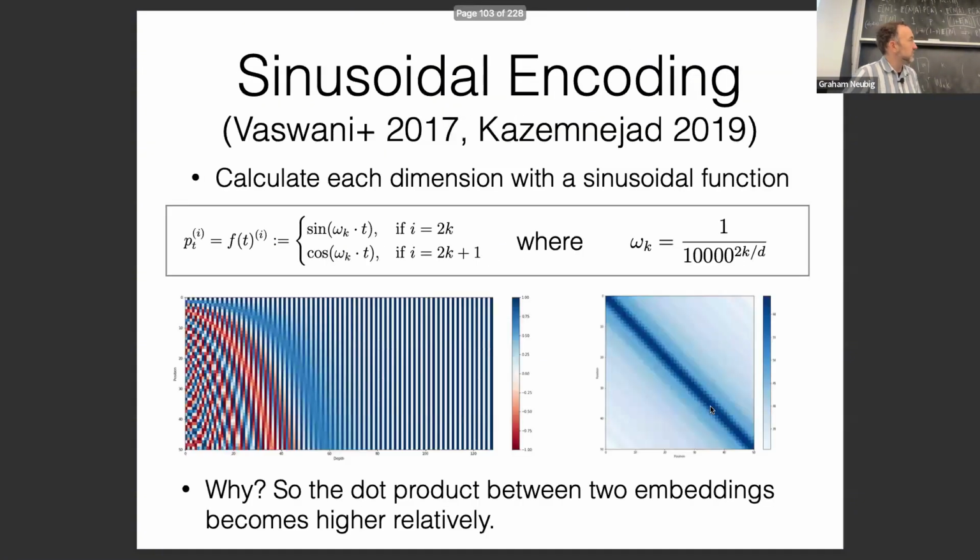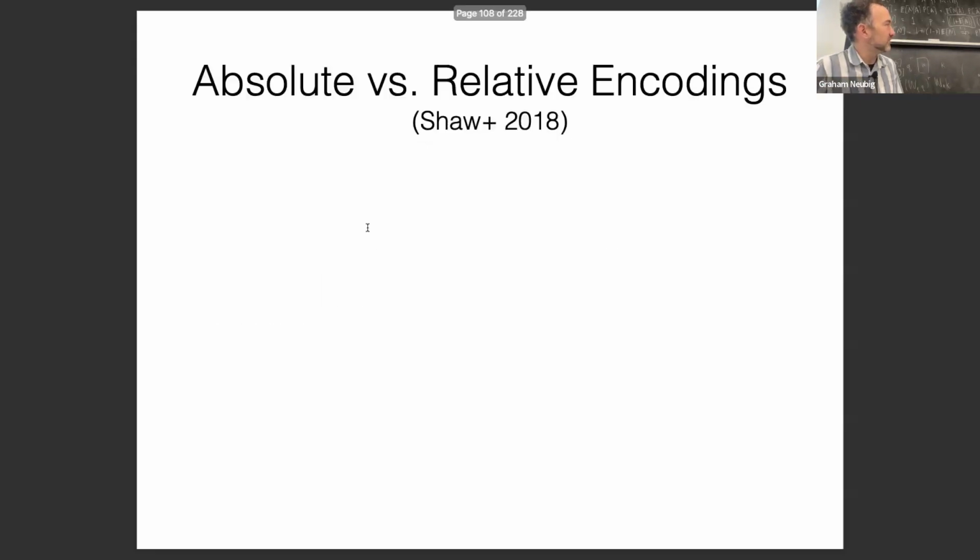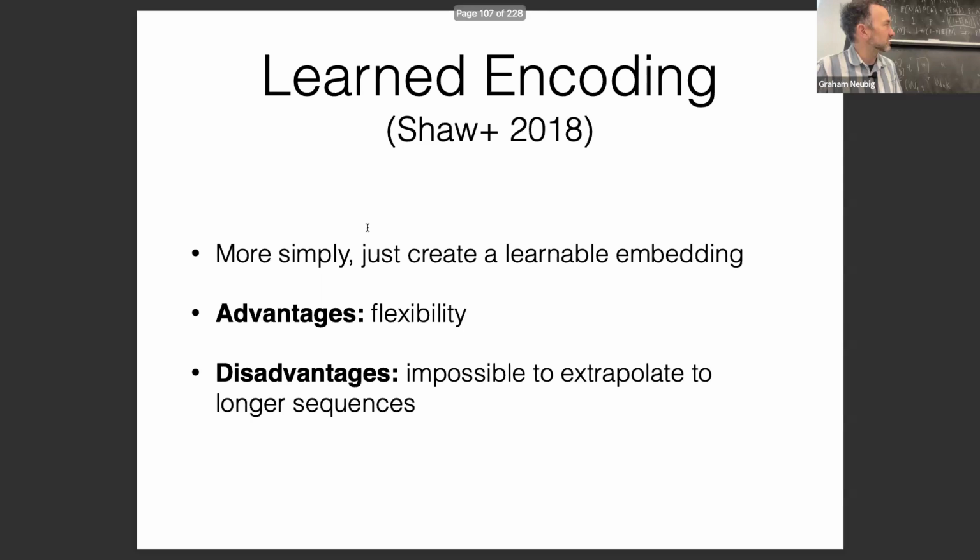Let's say you wanted to go to a t that was larger than any one you used in the training data. With sinusoidal encodings, at least theoretically, you could just extend the positional encodings and calculate something you had never seen before in the training data, which would not be possible for learned encodings. However, in reality, it doesn't actually work very well because the model has never been trained on longer sequences, so it doesn't know what to do with them. And so that's an issue.